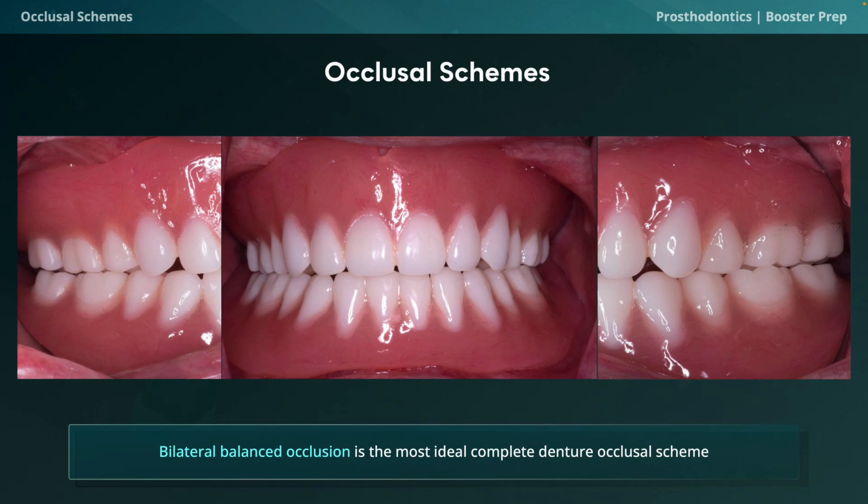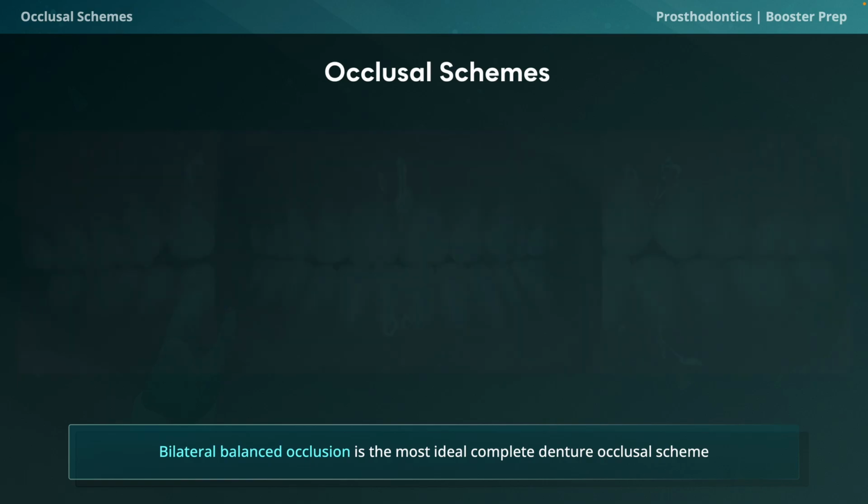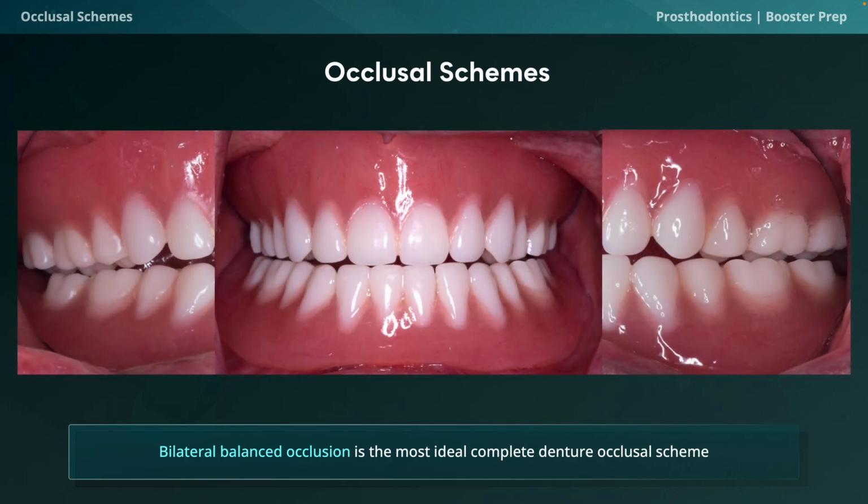So let's take this patient as an example. Here we see the dentures in a biting position. Now let's imagine this patient protrudes their mandible. And since this set of dentures was fabricated with a bilateral balanced occlusal scheme, we see that even during protrusion, we have front teeth contacting as well as posterior teeth.